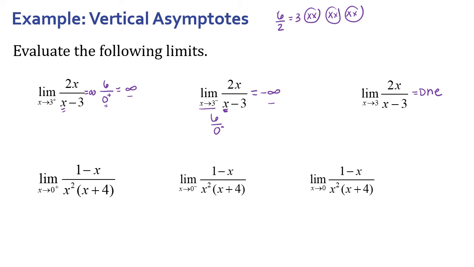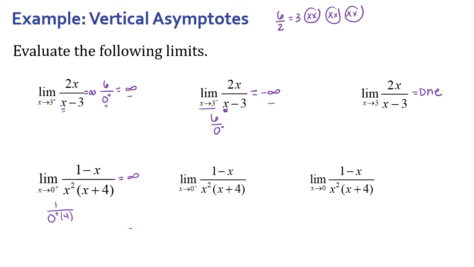Okay, let's look down here at another example. The limit as x approaches 0 from the right. If I right now plugged 0 into this function, I'm going to get 1 over 0 squared, so that's going to be a positive, times 0 plus 4, which is 4. Again, this is a positive number, but anytime you square something, it always becomes positive. So this is going to be going towards positive infinity.